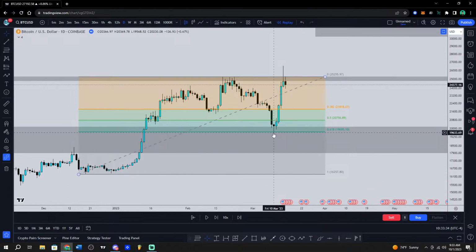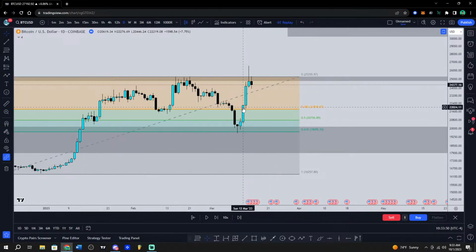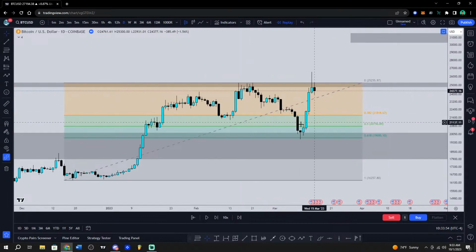0.618. Bounced right off of it. This is what you want to see. You want to see that type of bounce right there. Look, see how it breaks that 0.382 significantly and holds it there? That tells me that buyers are in control. This is a significant point from which people bought from. Okay?